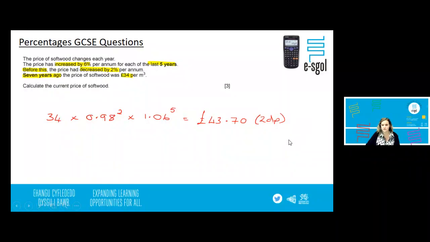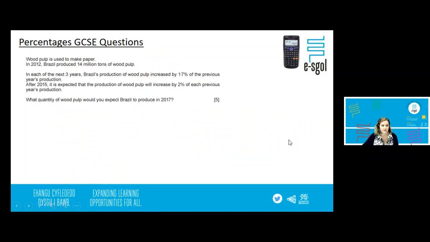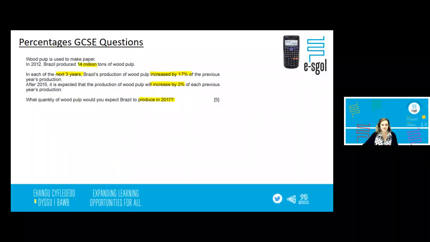So I'm going to run through one more exam question, and then we'll finish off with a little question at the end then. I'll read this one out and then give you the chance to pause. So wood pulp is used to make paper. In 2012, Brazil has produced 14 million tonnes of wood pulp. In each of the next 3 years, Brazil's production of wood pulp is increased by 1.7% of the previous year's production. After 2015, it is expected the production of the wood pulp then will increase by 2% on every year. This happened then. What quantity of wood pulp would you expect Brazil to produce in 2017?